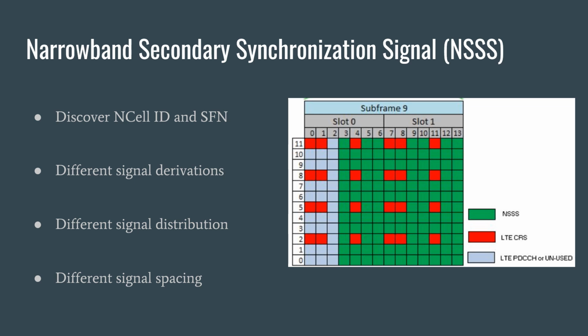Traditional LTE distributes the SSS over 72 subcarriers, each one of these sending one symbol, while NB-IoT is again limited by the number of resource blocks it can have. This causes it to distribute the signal over 12 subcarriers, each sending 11 symbols. Finally, the NB-IoT NSSS is only sent over even frames.